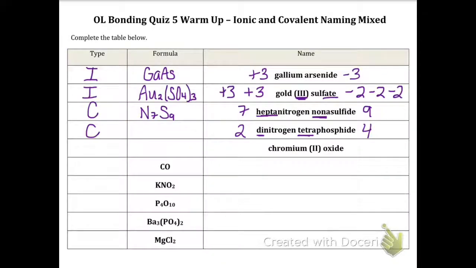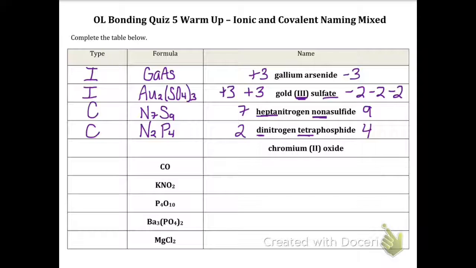So, nitrogen is the letter N. There's 2 of those. Phosphide is phosphorus. And we have 4 of those. Tetra, always think tetras.